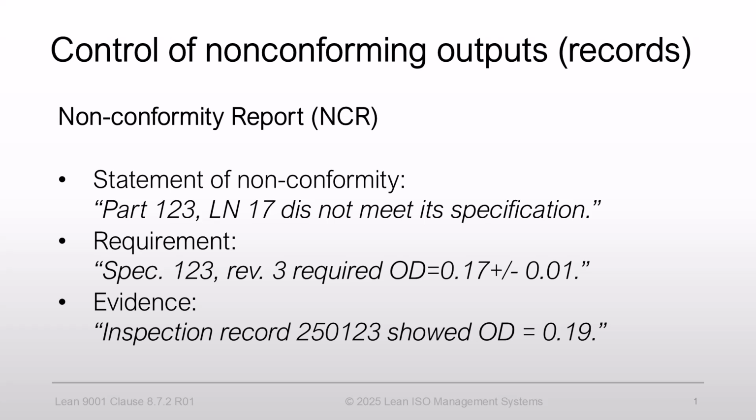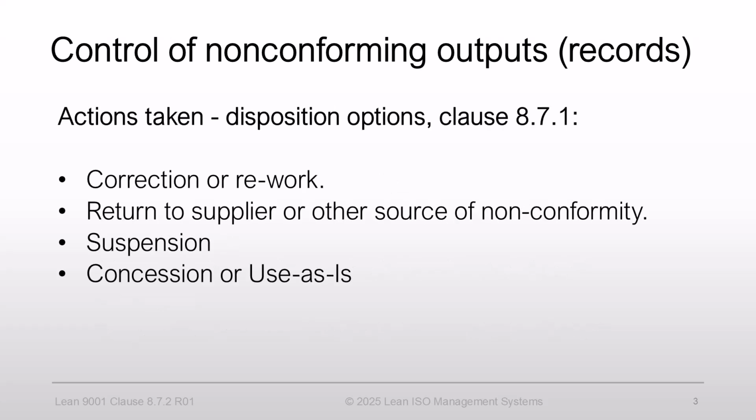After we define the nonconformity, we need to document the actions, which are the dispositions. Per the standard they are: correction or rework, return to supplier or other source of nonconformity, suspension, and concession or use as is. While the first three dispositions are clear, the last one, use per the concession, appears to contradict the fundamental objective of the standard to provide products and services meeting customer requirements.